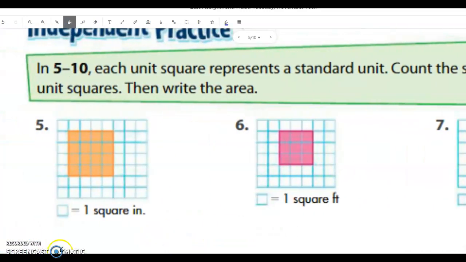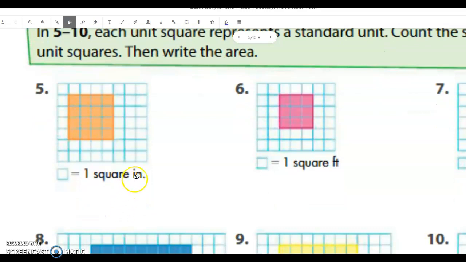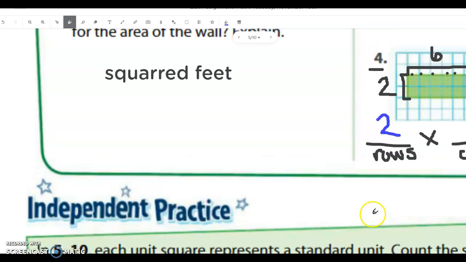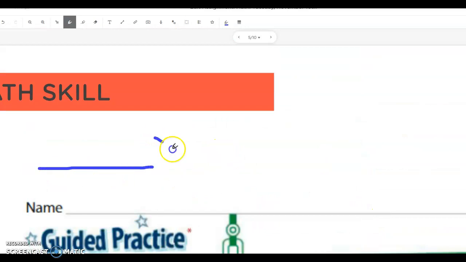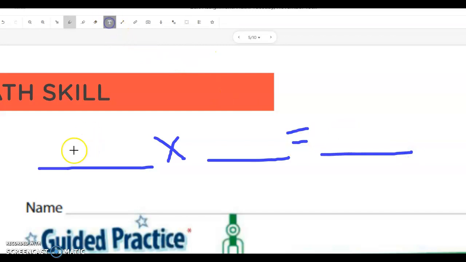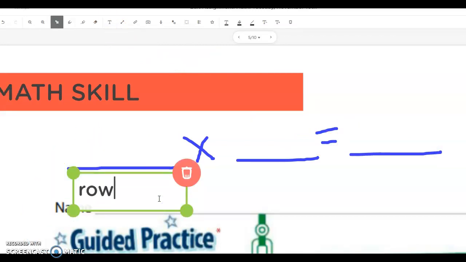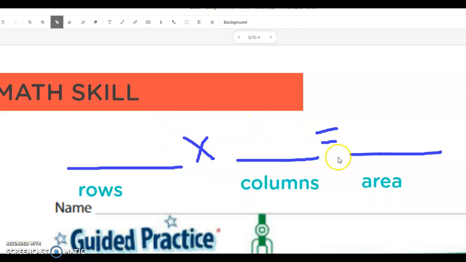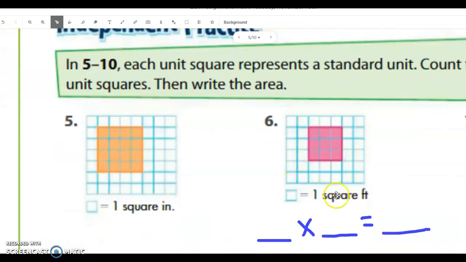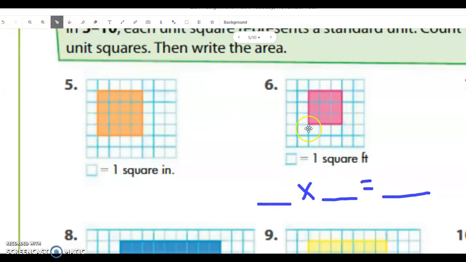Down at the bottom, you are doing the same thing. Now, for the even numbers, I want you to use an array to answer your problems. I will add your multiplication sentence underneath, and I'll put one at the top for you to remember what each part means. So we have our rows, column, and area. So that's what you're going to use for the even numbers.